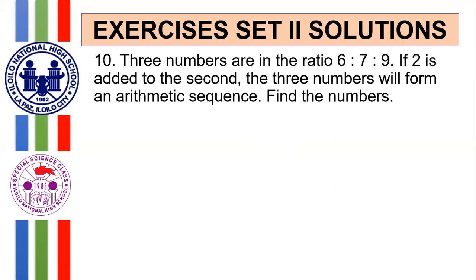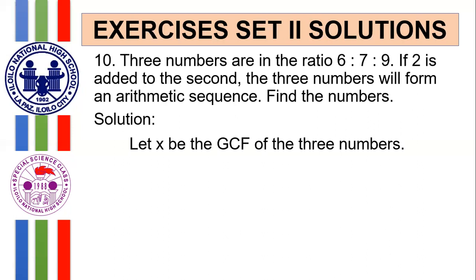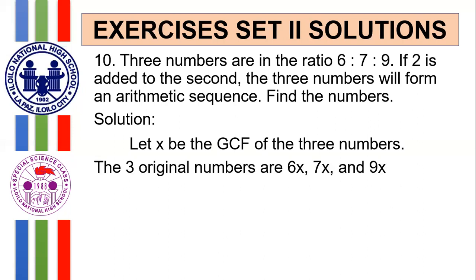So for the solution of this, we don't know yet what the numbers are. But we will let x be the GCF of the three numbers. GCF stands for the greatest common factor, because you could represent the three original numbers as 6x, 7x, and 9x, because if you will divide each of this by x, you will go back to your original ratio, provided that x is not equal to 0 and x is a real number for this case.